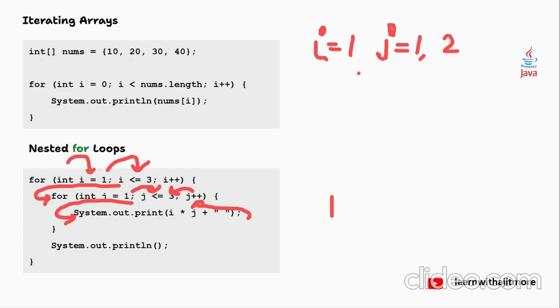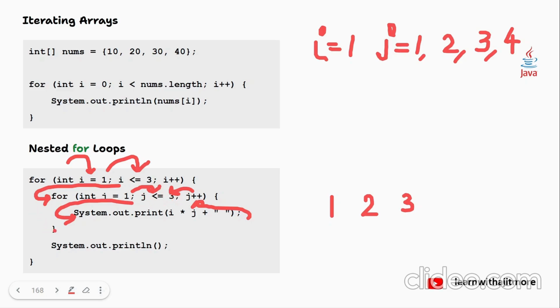Multiply i and j. 1 into 2 is 2. And after that, again j plus plus, 3. Is 3 less than or equal to 3? Yes. Come inside, multiply i into j. 1 into 3 is 3. And after doing that, again j plus plus. Now j becomes how much? 4. And the moment j becomes 4, the condition is false.